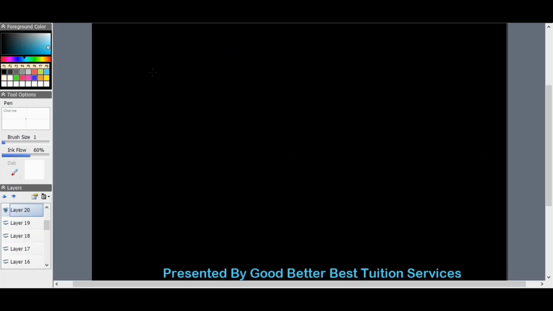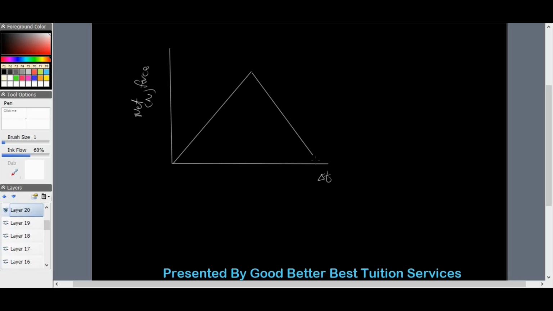Now, let's take a graph, for example. What happens if in a question we get given a graph? On the left-hand side of the graph, we have net force, which we know is measured in newtons. And here we have time, delta t. Let's say the graph goes something like this, and like that. So we obviously have the presence of a triangle.